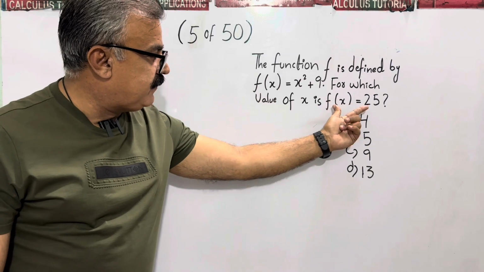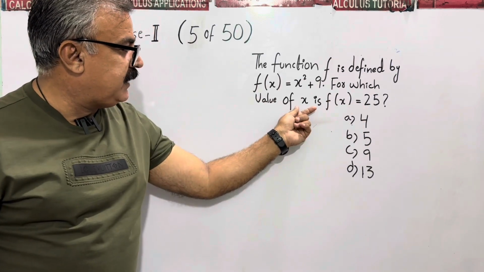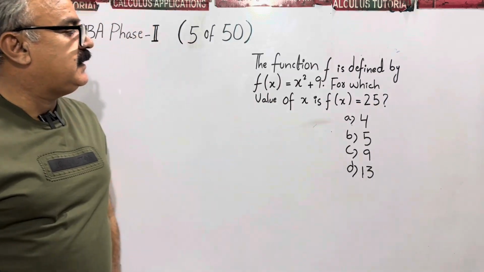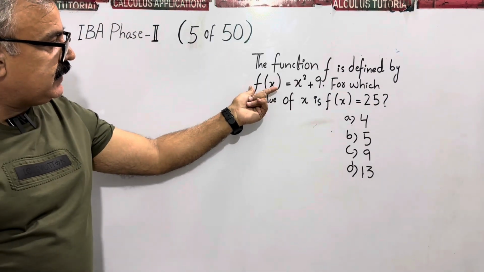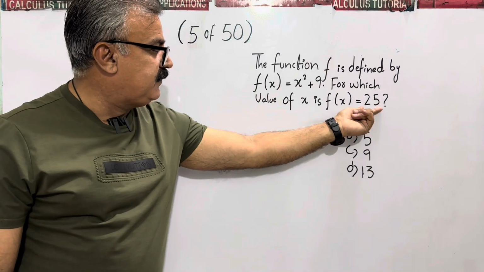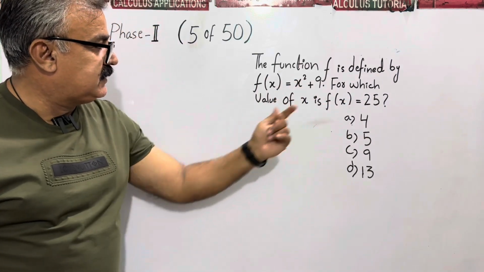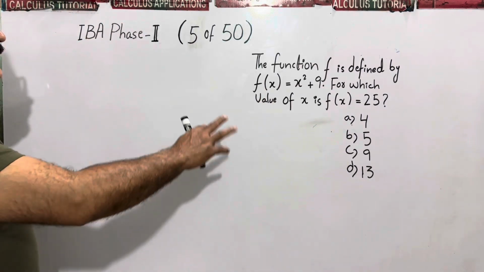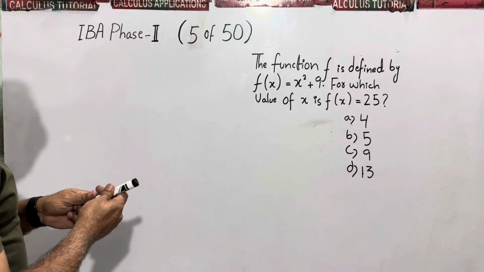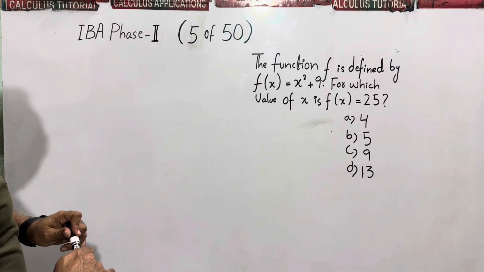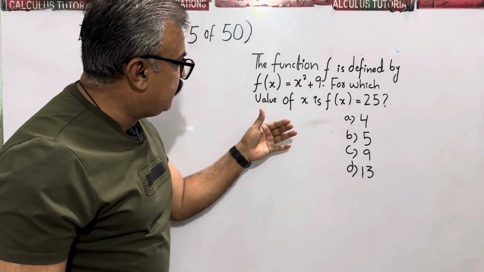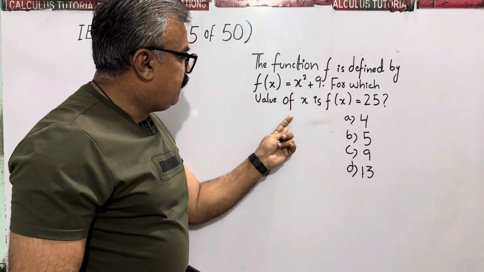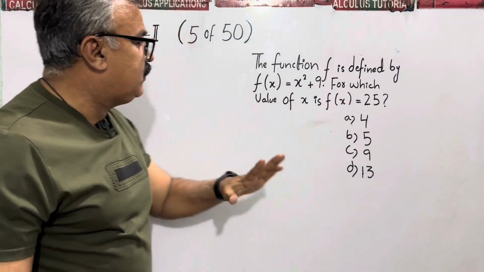So this is the value of f of x, and we are asked to find the value of x. f of x is equal to 25. We have to find x. f of x is given to us. Instead of f of x, we can utilize 25, then solve for x. Technically, it is the equation of a parabola. Without going into that detail, just simply walk along. f of x is equal to x square plus 9, for what value of x is f of x equal to 25?